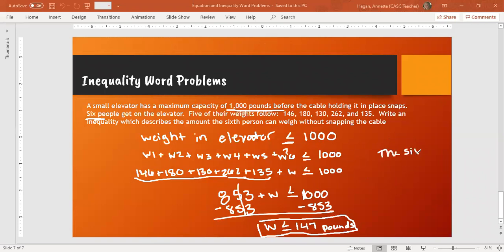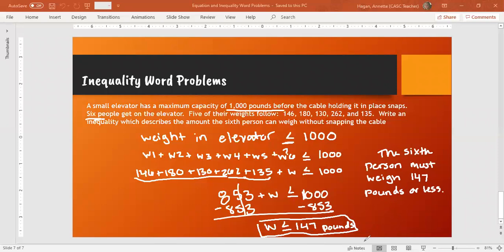the 6th person, and I don't know what my pen's doing. I used to make my students always write their answers in complete sentences for these because it helps you understand what you're doing. So the 6th person must weigh 147 pounds or less. They have to weigh 147 pounds or less for the elevator to not break.